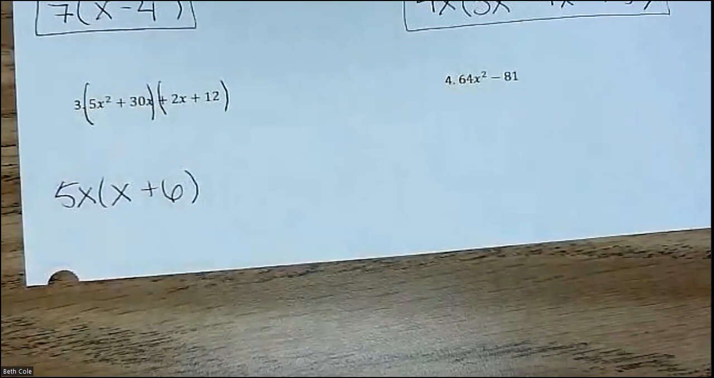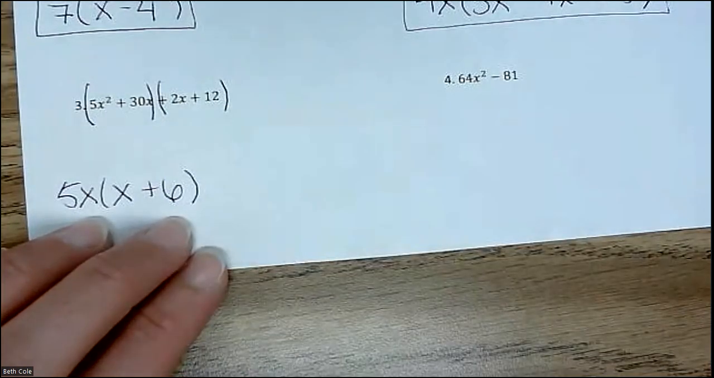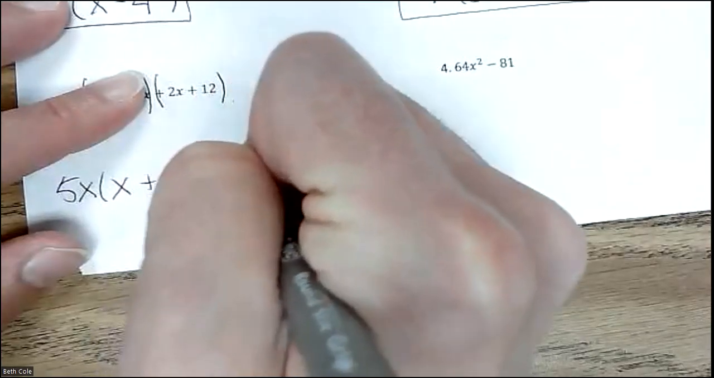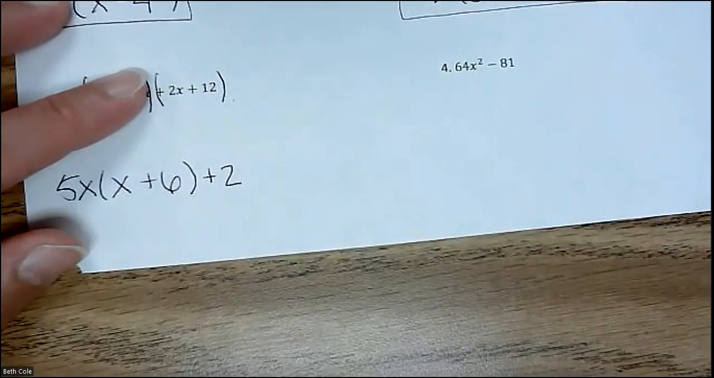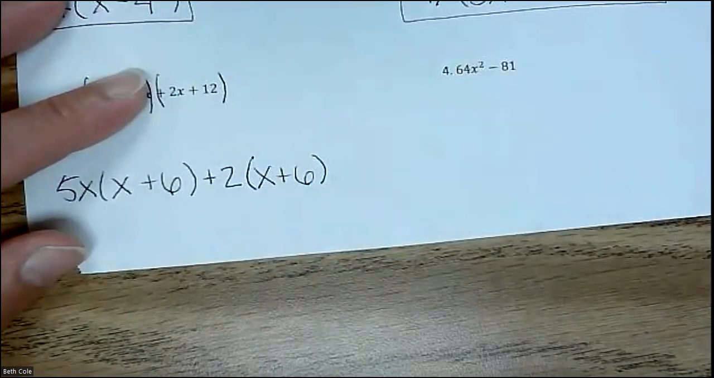Oh my gosh, that means there's going to be an X plus 6 in the other half of the problem, okay? Now, what can you take out of both of these? 2. Now, specifically a positive 2. And if it was a negative 2, you would put a negative there. And if you divide both of those by 2, you do end up with X plus 6.